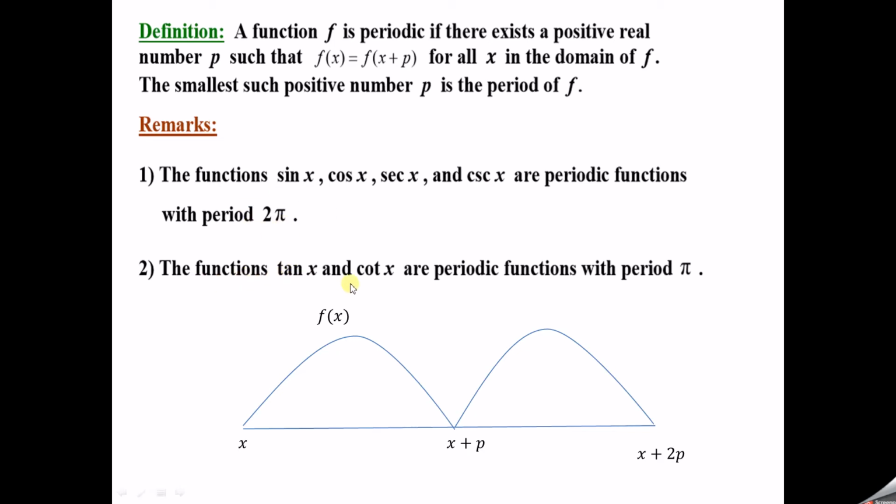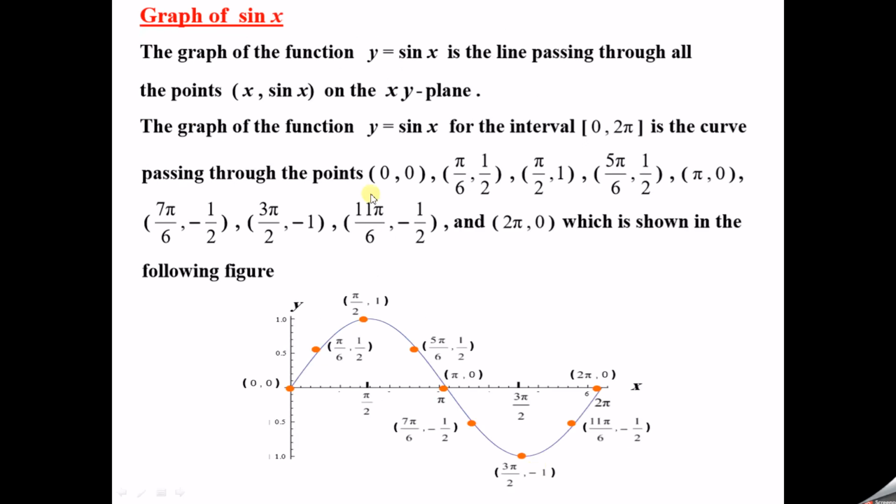Whereas the functions tan x and cot x are periodic with period pi. That means after a length of pi, the function values of tan x and cot x are repeated. So we'll see first the graph of sin x.